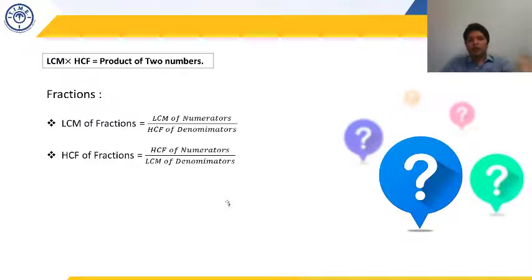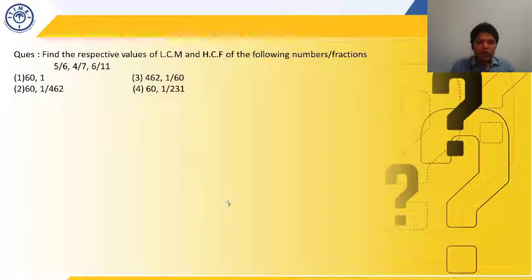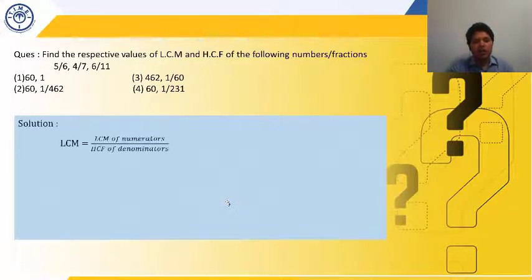Okay, let's take an example to understand the LCM and HCF of fractions. Find the respective values of LCM and HCF of the following fractions. There are three fractions given: 5 by 6, 4 by 7 and 6 by 11, and we need to find their respective LCM and HCF. So how to do that? To get the LCM, we know that the formula to calculate the LCM of fractions is the LCM of all the numerators divided by the HCF of all the denominators.